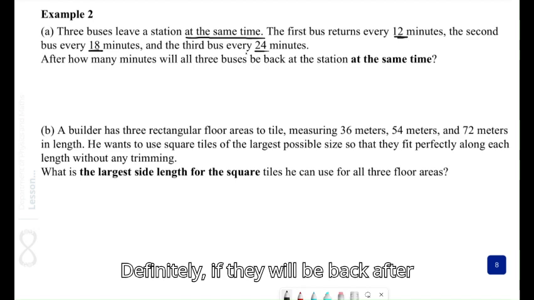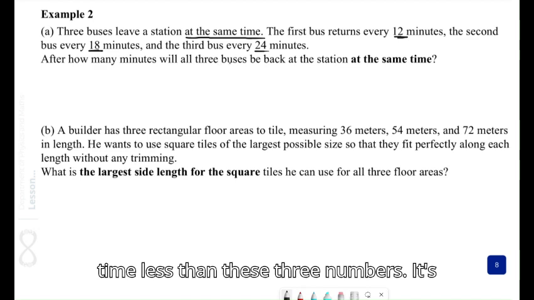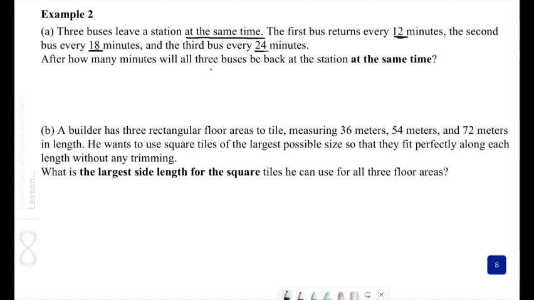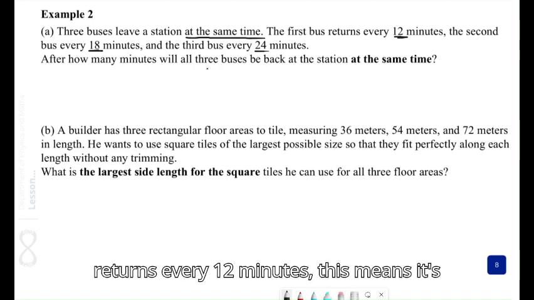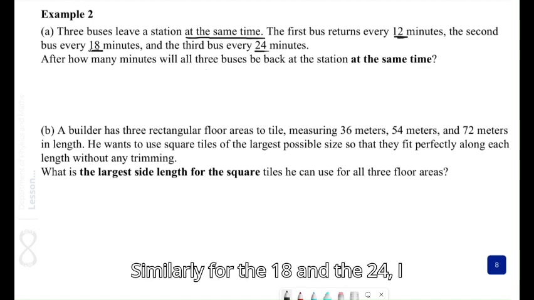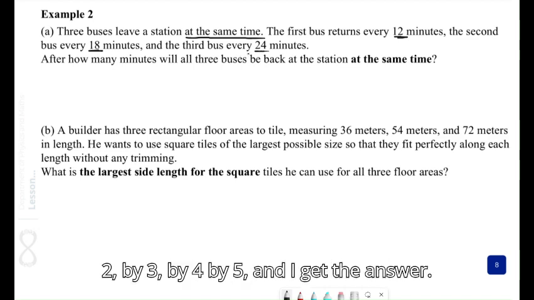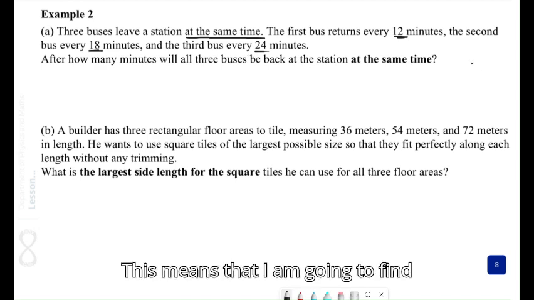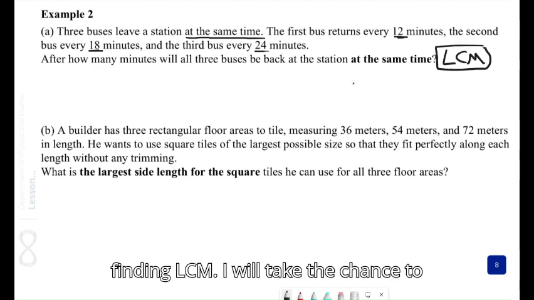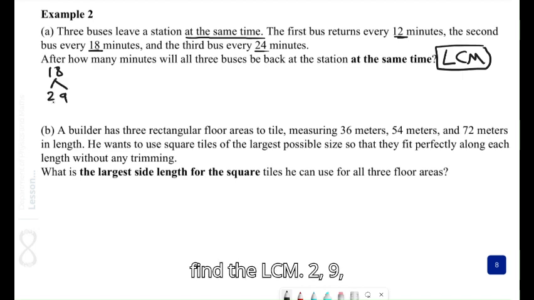Definitely, if they will be back after some time, they will not be back in a time less than these three numbers. It's impossible because time always goes to the bigger. If the first bus returns every 12 minutes, this means it's going to return after 12, 24, 36, 48, and so on. Similarly for the 18 and the 24. I can do the repetition, multiply by 2, by 3, by 4, by 5, and I get the answer. This means that I am going to find the LCM. I understood that I'm finding the LCM. I will take the chance to use prime factorization again to find the LCM.